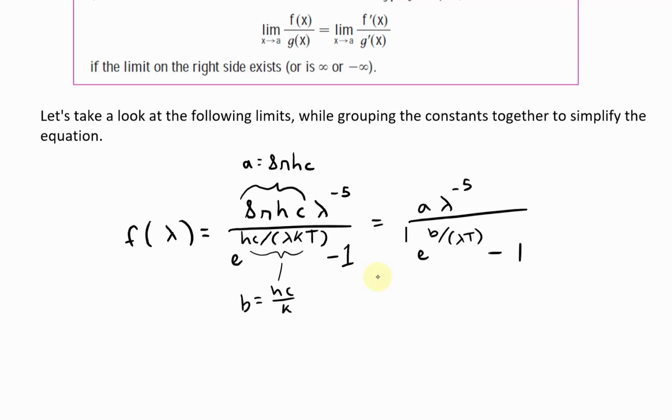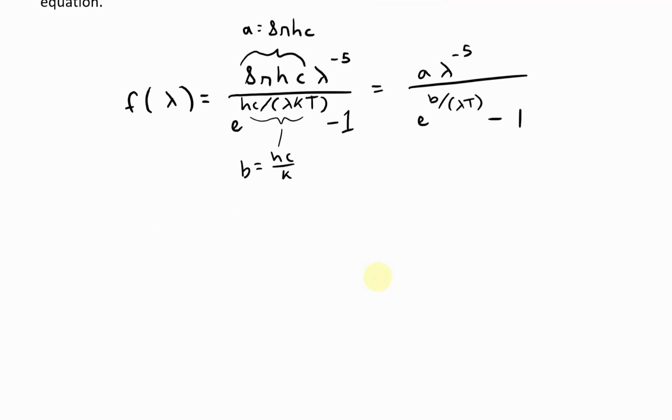So that's what we have. Alright, so now we can take the limit. Let's do the first one. The limit as lambda approaches 0 from the right side, or plus, of f of lambda. This equals the limit as lambda approaches 0 from the right side, and we're going to put this over there.